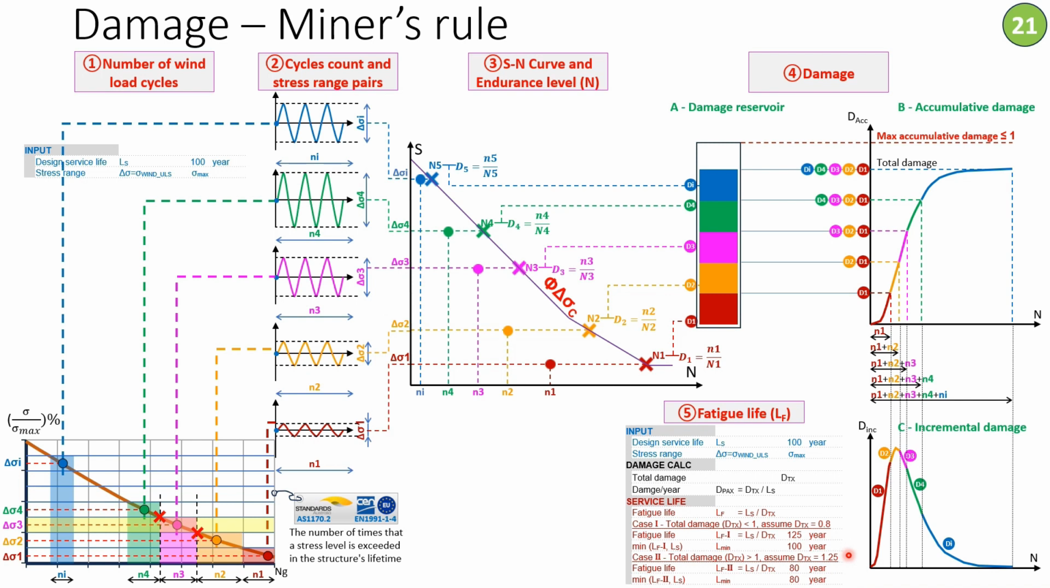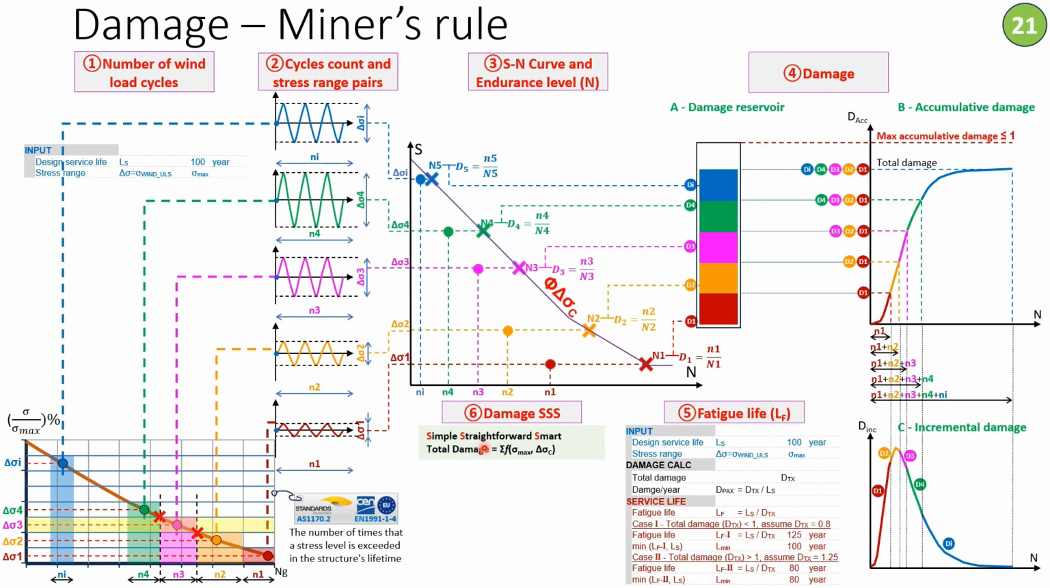If the total damage is greater than 1, which is 1.25 as an example, in that case your fatigue life equals 100 years divided by 1.25, which gives you 80 years. That means that the structure will not be able to complete its intended design service life because it is going to show signs of fatigue deterioration and fatigue failure before reaching the 100 years age. So the useful life of the structure will be limited to the minimum of the fatigue life and the design service life. And in our case here, the fatigue life controls because it is less than 100 years, and it's 80 years.